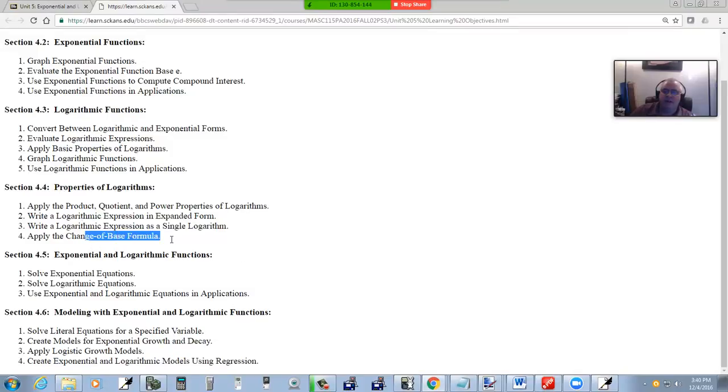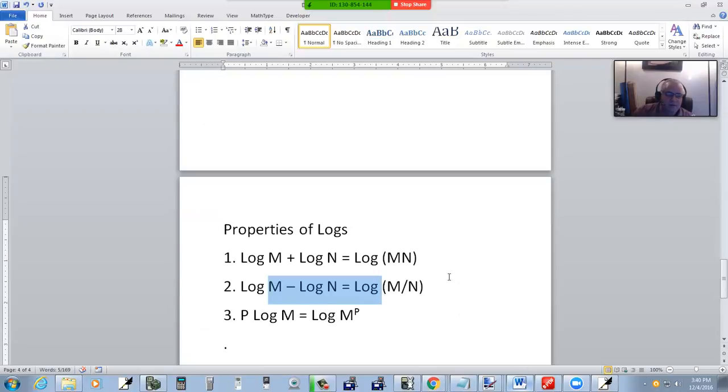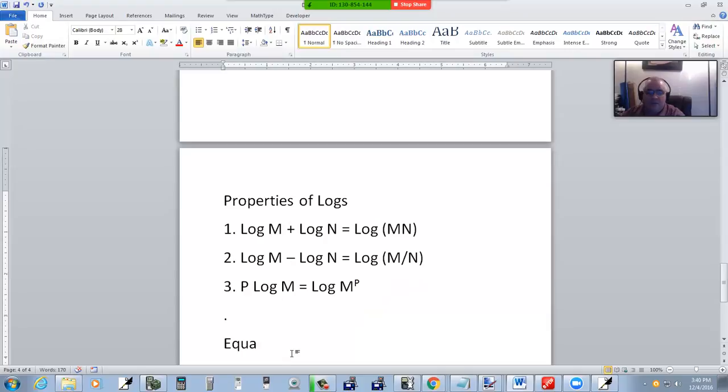And we already applied change of base. So let's go on to section 4.5. Exponential equations. First one we'll take a look at is the equality of exponents.